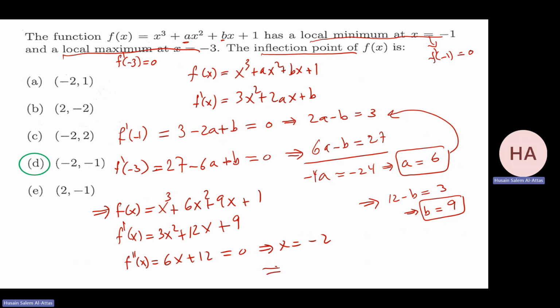If x equal minus 2, what will be y? Which is f of minus 2. So I substitute here. So I have minus 8, plus 24, minus 18 plus 1. That will be what? Minus 1. So the point will be minus 2 and minus 1.